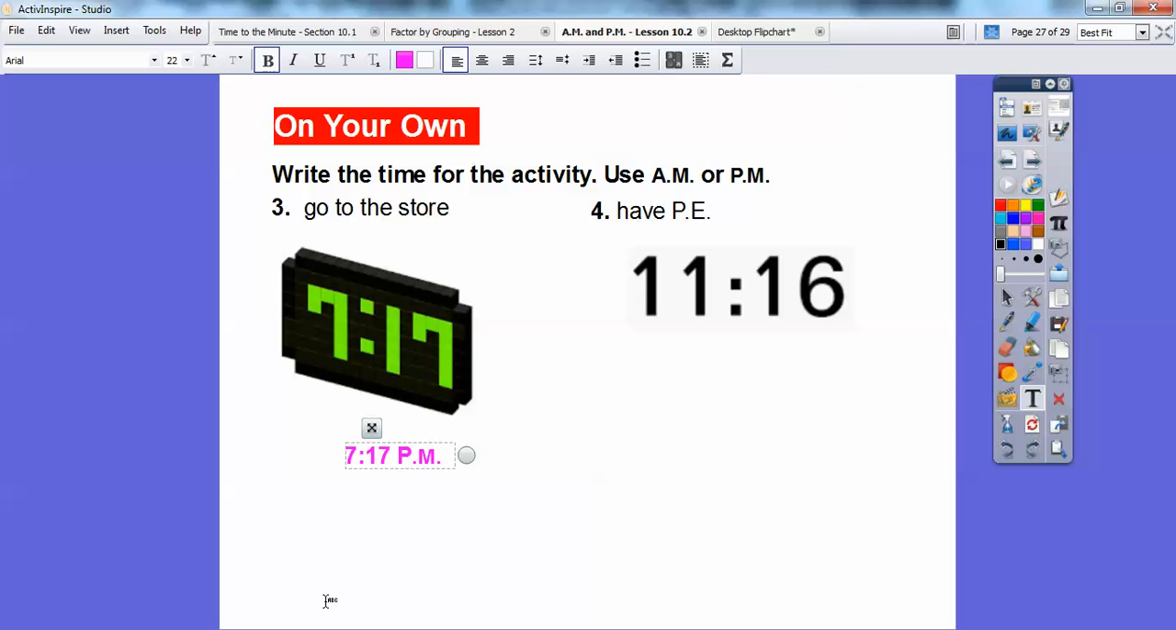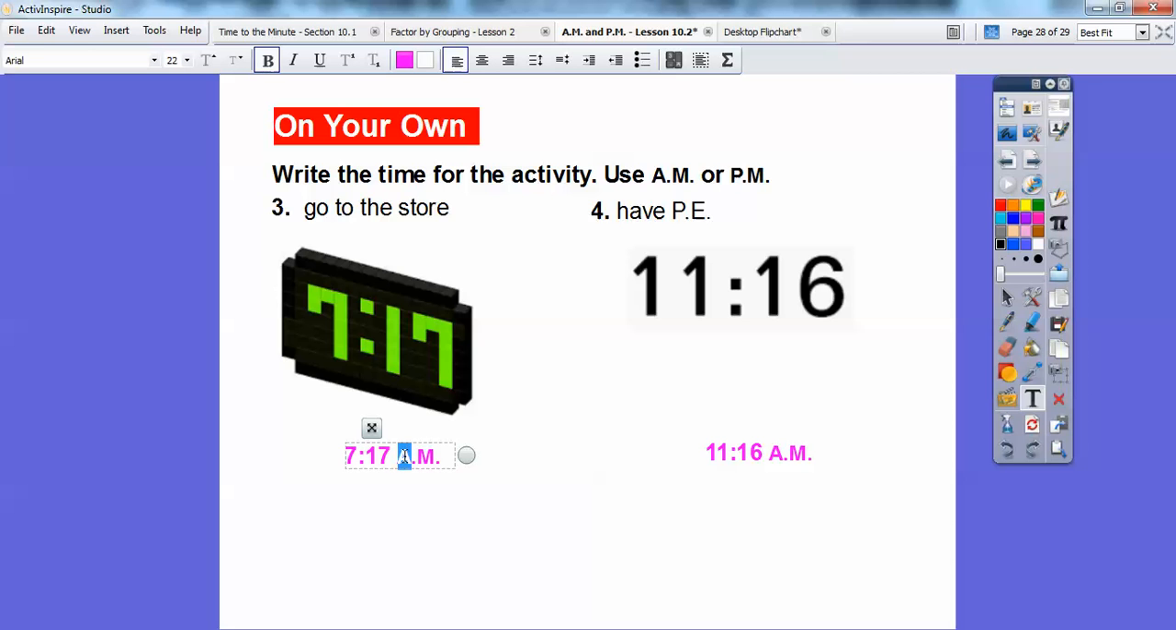I typically go to the store when I get off work, but sometimes I go to the store when it's nice and early in the morning. How about PE, you guys? Do you have PE in the morning, in the daytime, or at nighttime? So this is either 11:16 late at night, or it's 11:16 right before lunch. I think this one's going to be right before lunch, so this one's going to be AM. So this one would be 11:16 a.m. and this one says PM right there.